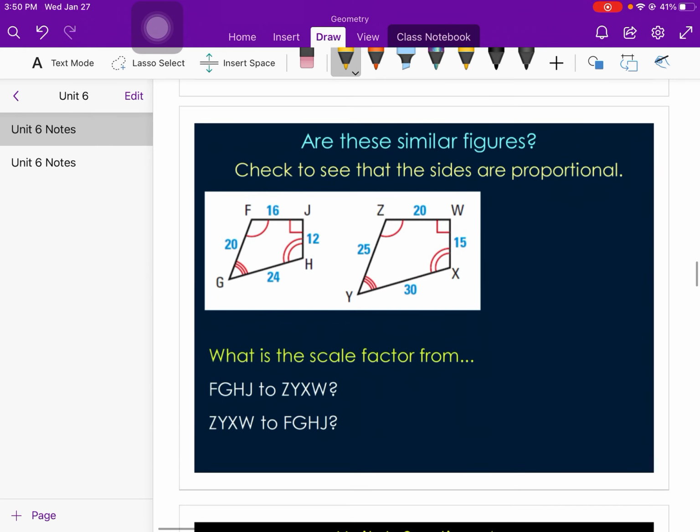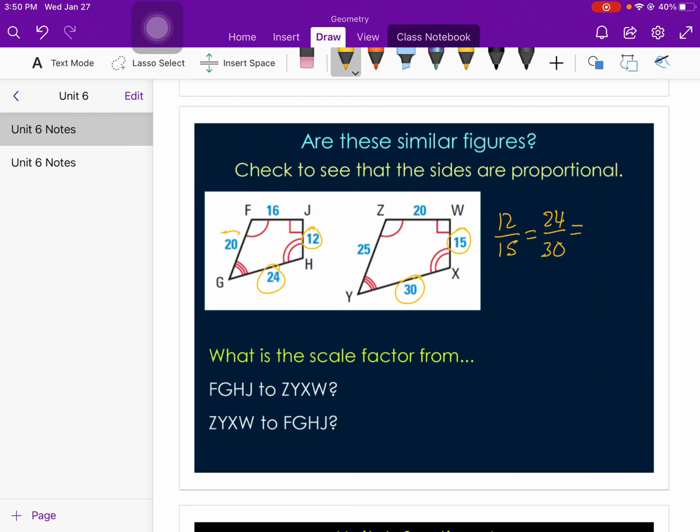Okay, last slide here. Are these similar figures? Check to see that the sides are proportional. So again, we do the exact same thing. We find the corresponding sides, we set it up, make sure we get the same fraction. So I'm going to start here. On the very right, for each one, it's 12 and 15. That's got to equal 24/30.